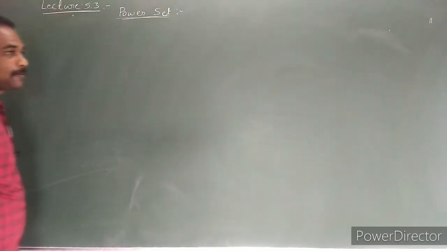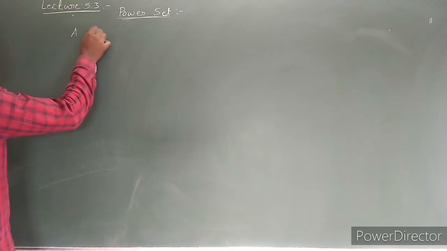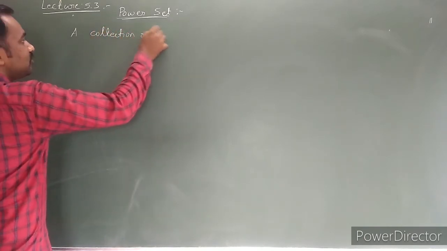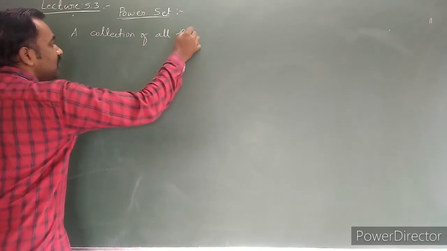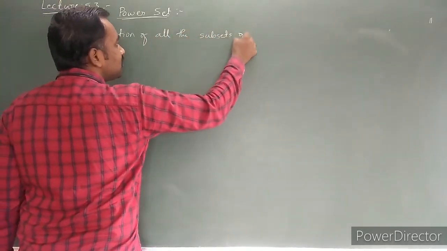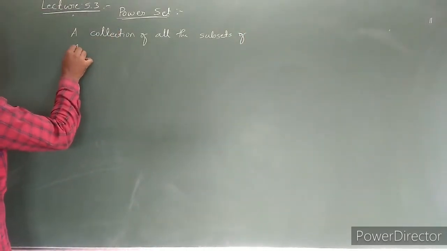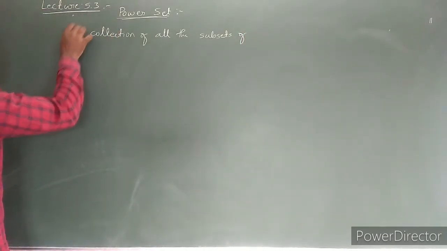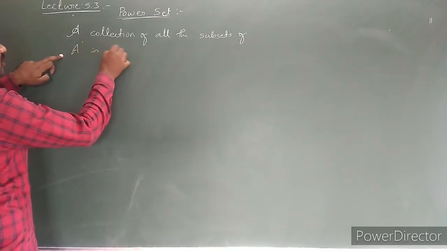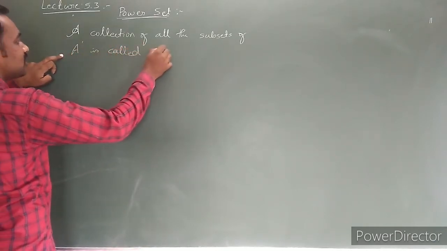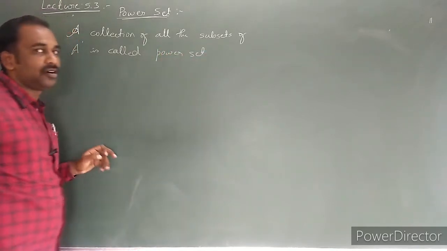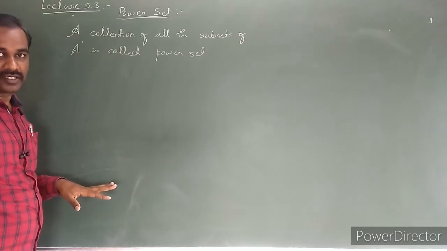Anyway, what is the power set? Power set is a collection of all the subsets of a particular set. A collection of all the subsets of a particular set A is called the power set. What is the power set? Collection of all the subsets of a set.